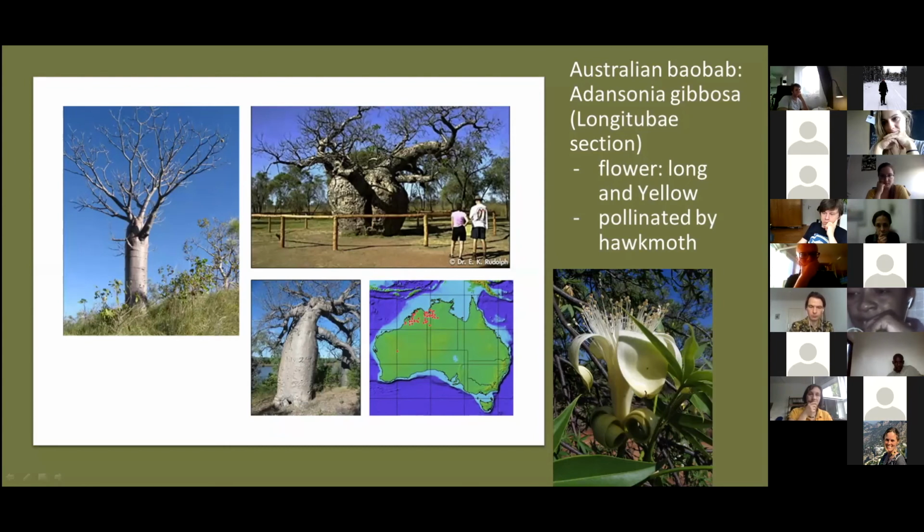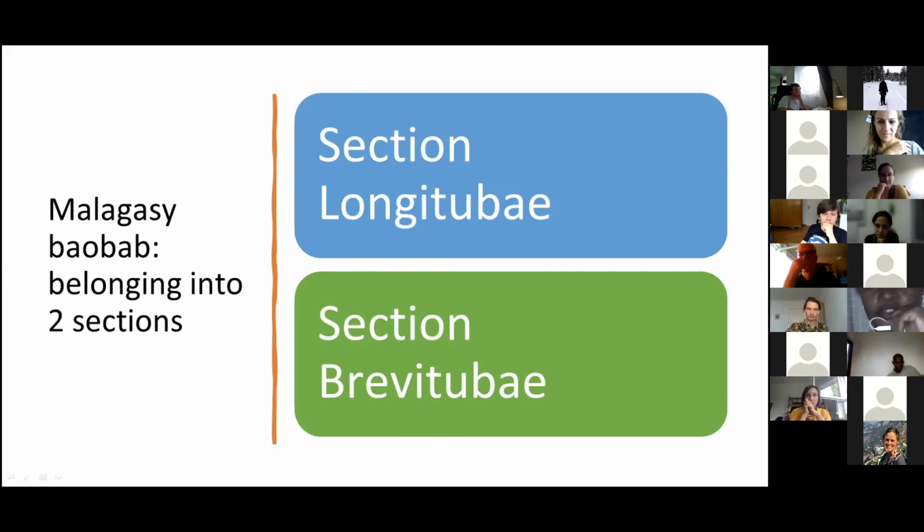This species has long yellow flowers and is pollinated by the hawk moth. A hawk moth is a night moth. So the Malagasy baobabs belong to 2 sections, a Longitube section and a Brevitube section.